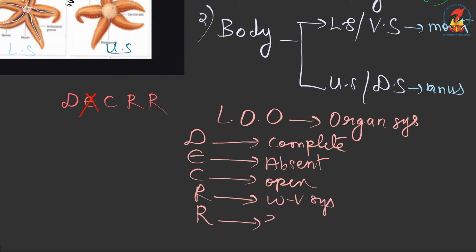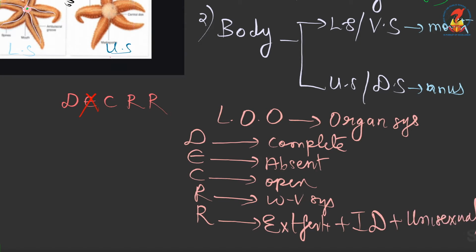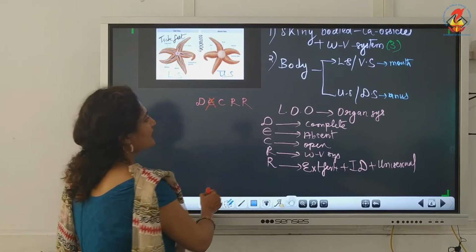Now, reproduction, external fertilization. It's easy. Once it's external fertilization, the development will be indirect. And remember, these are also unisexual forms. That is, sexes are separate. So, these are all the salient features of phylum Arthropoda.